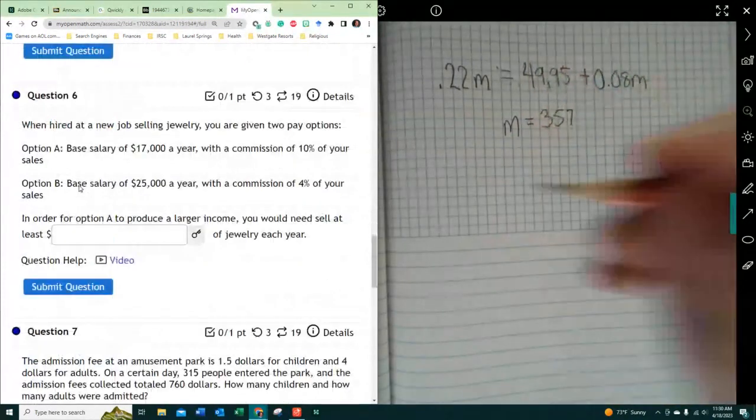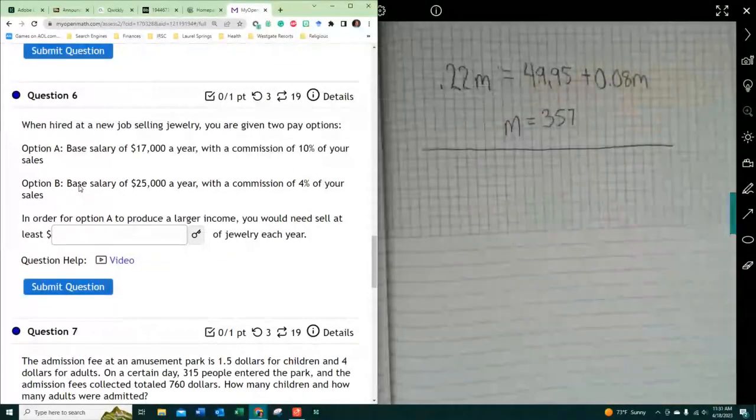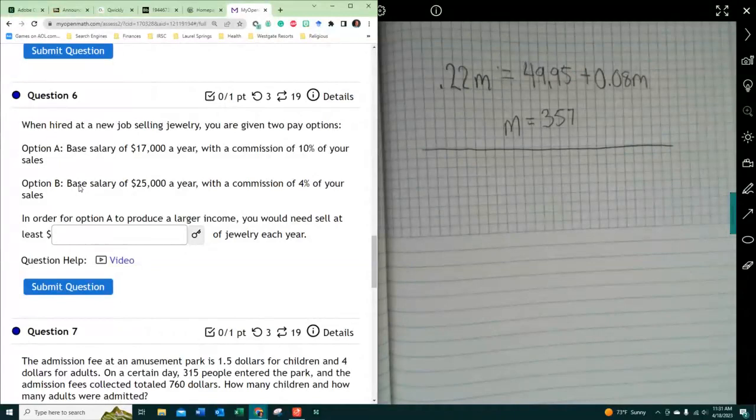All right, now number 6. Here we have: when hired at a new job selling jewelry, you are given 2 pay options. Option 1 is a base salary of $17,000 a year with a commission of 10% of your sales. Option 2 is a base salary of $25,000 a year with a commission of 4% of sales. In order for option A to produce a larger income, you would need to sell at least blank dollars of jewelry each year.